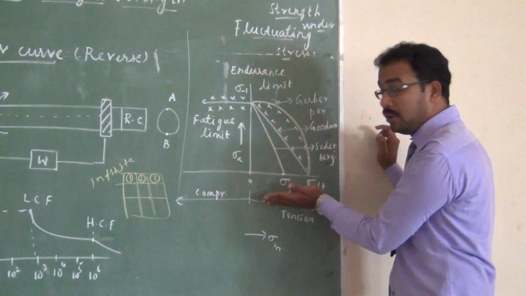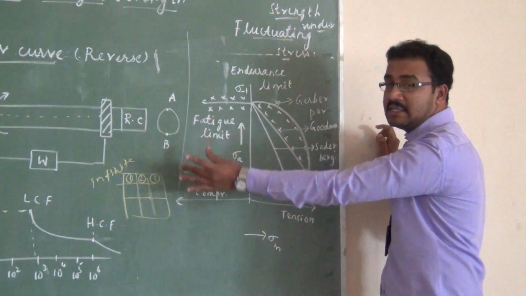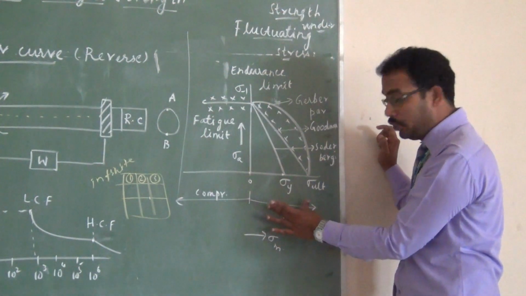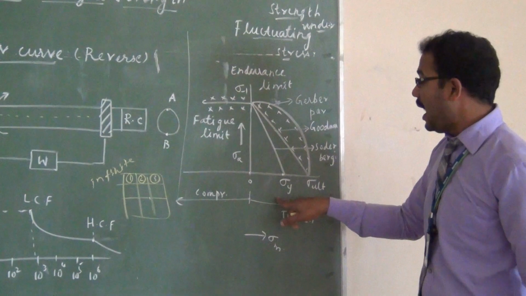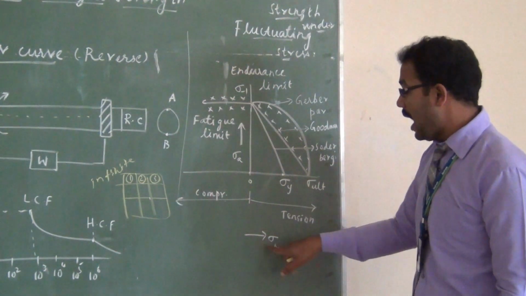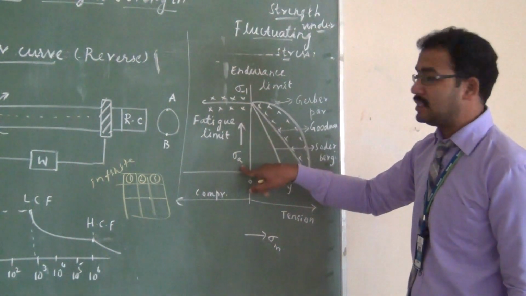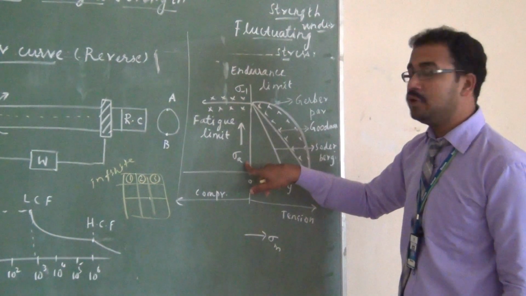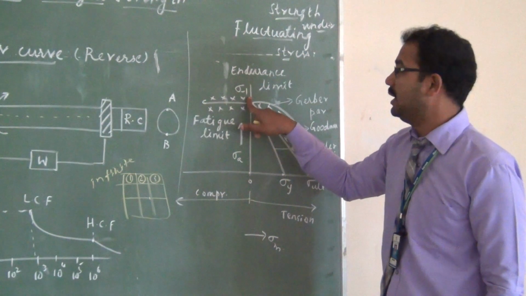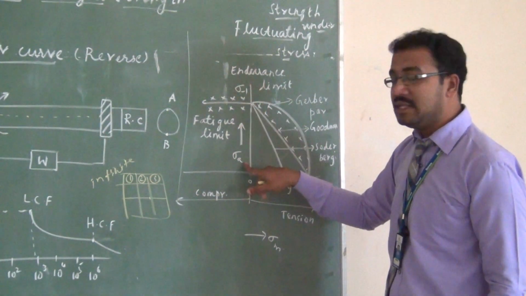As we know, failure under this kind of fatigue stress happens more due to the tensile part only. In this graph I have taken the mean stress as the x-axis and the amplitude stress as the y-axis. And what is the limit for this amplitude stress? I have taken the endurance point as the limit for this amplitude stress.